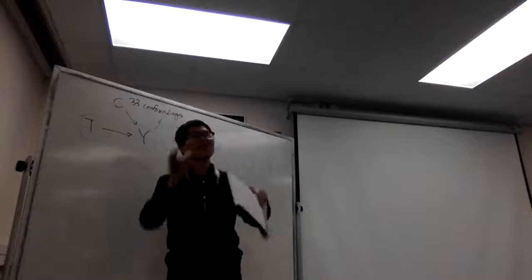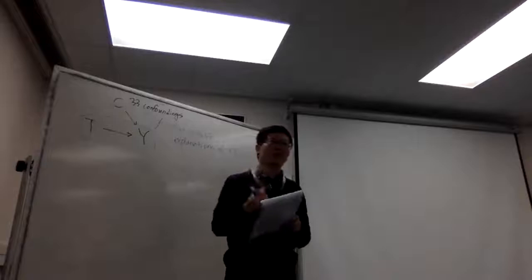Yeah. So there are three sources of association: causation, confounding, and collider, which I'll explain in a minute.